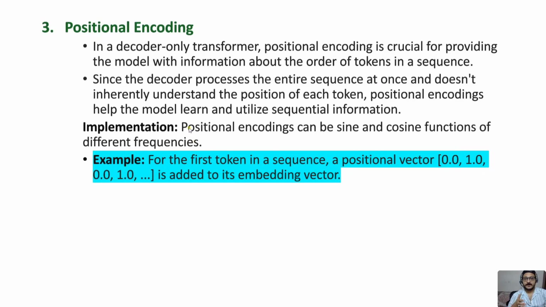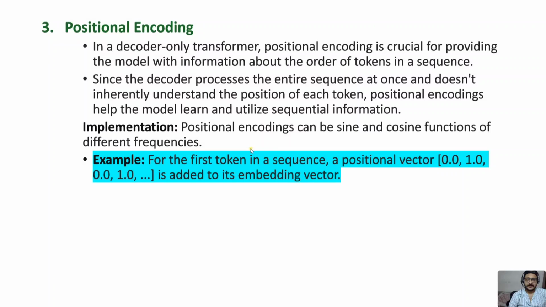So in a decoder-only transformer, positional encoding is crucial for providing the model with information about the order of tokens in a sequence. The tokens we get from the token embedding layer are provided to the positional encoding, since the decoder processes the entire sequence at once and doesn't inherently understand the position of each token. That's why positional encoding helps the model utilize the sequential information.